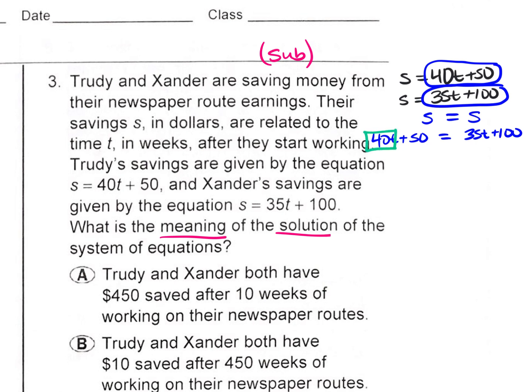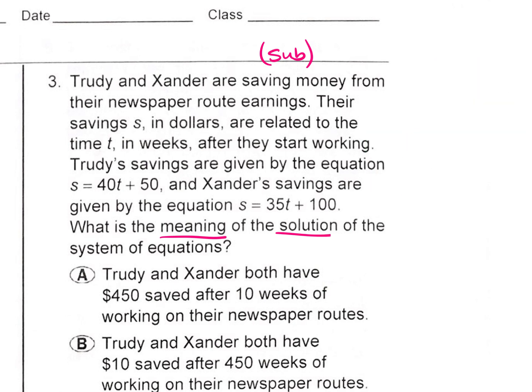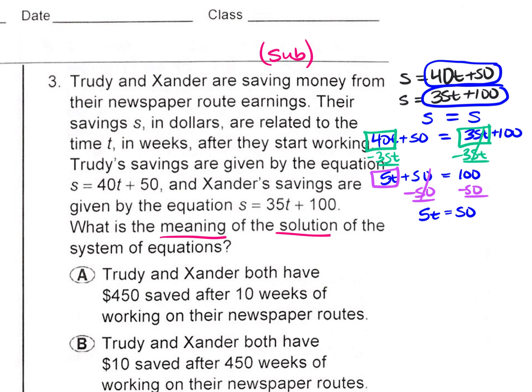So I'm going to get rid of one of these variable terms. I'm going to subtract 35T from both sides. The result is 5T plus 50 equal 100, which is now just a two-step equation. I want this T term by itself, so I'm going to subtract 50 from both sides. I get that 5T is equal to 50, and then dividing both sides by 5, T is 10.